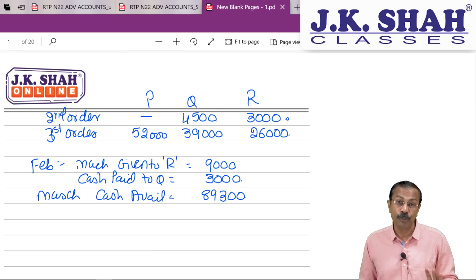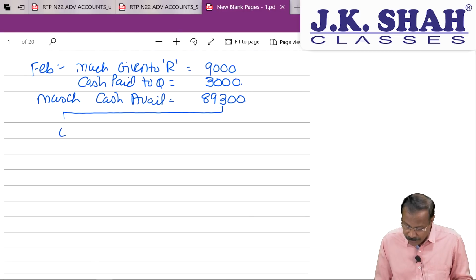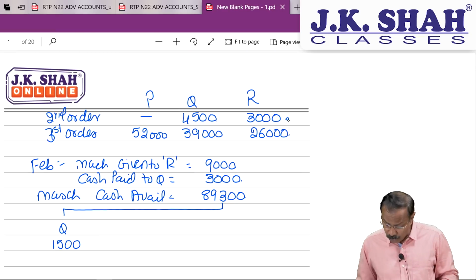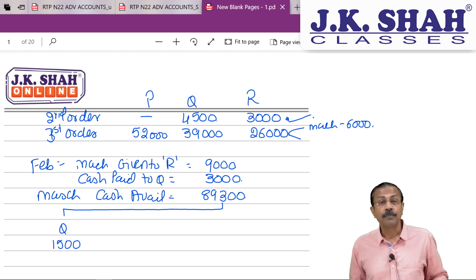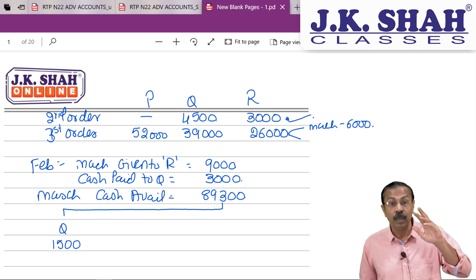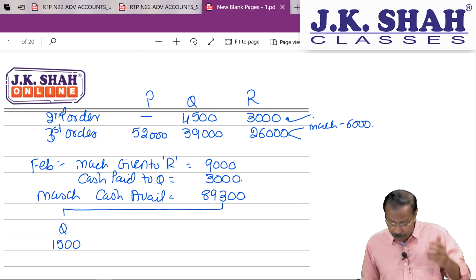So first what you should do is, out of this 89,300, you will first give only to Q 1,500. The moment you pay 1,500 rupees to Q, can I say my second order is done? Out of this 26,000, machinery was given of rupees 6,000. So how did you get 6,000? 9,000 was the value of machinery given to R in the month of February, second order, when we were supposed to give only 3,000 rupees to R. So we have given him extra amount.